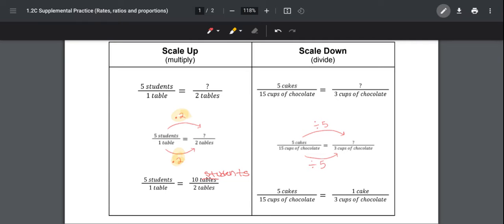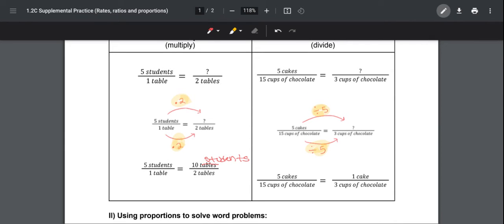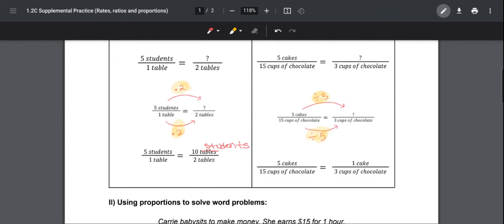Then to scale down, here's an example. If we have 5 cakes to 15 cups of chocolate, how many cakes to 3 cups of chocolate? Since the ratio went down from 15 to 3, if you divide 15 by 5, that is equivalent to 3. So if you divide the numerator by 5, 5 divided by 5 would be 1. So you'd have 5 cakes to 15 cups of chocolate is equivalent to 1 cake to 3 cups of chocolate.